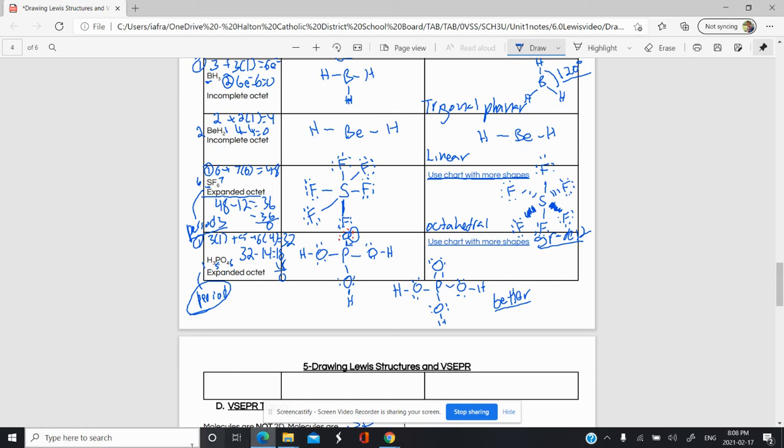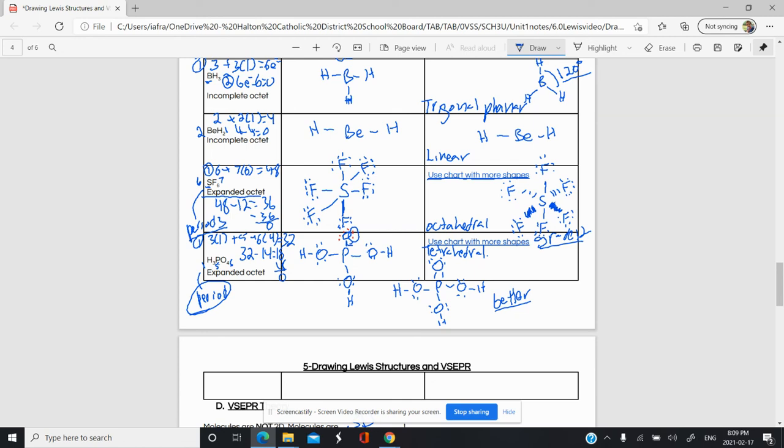This one here, you didn't really need to actually use the chart with more shapes because we only have, if you look at a central atom, 1, 2, 3, 4, 4 regions of electron density, and there's no lone pairs. So based on that, we're dealing with a tetrahedral type of molecule. And it depends really on how you drew it.